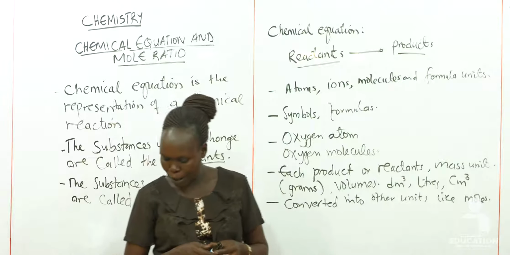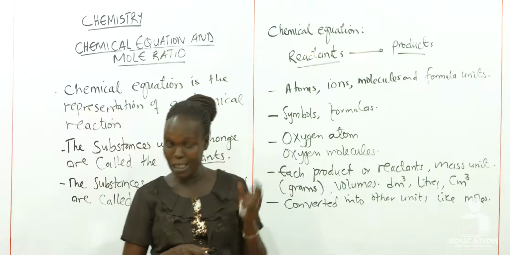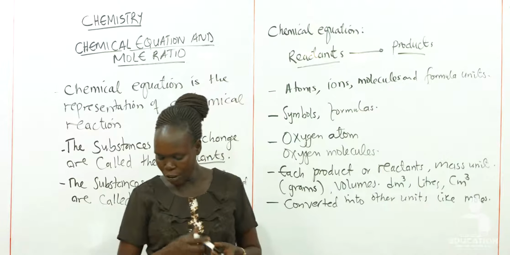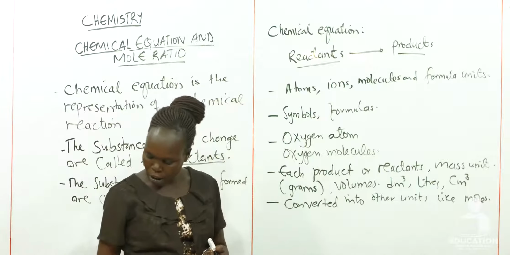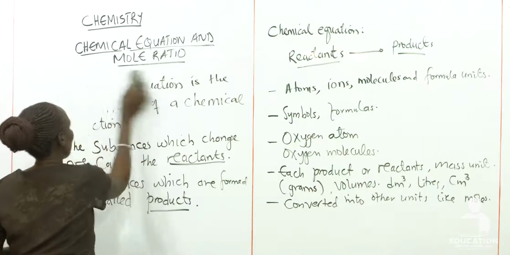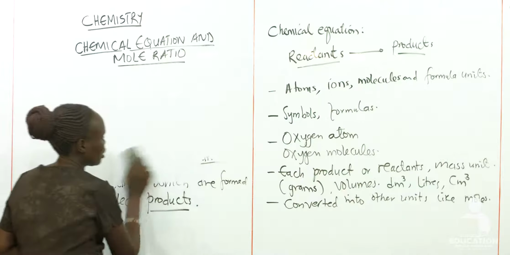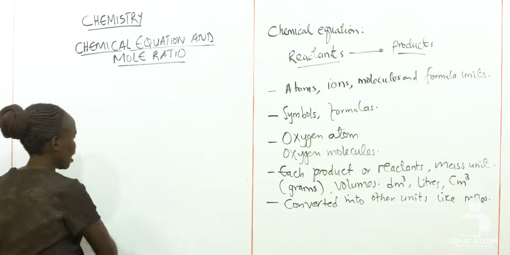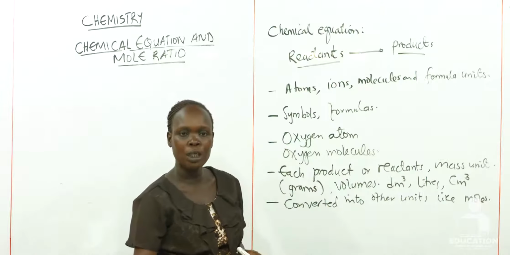So we are here, for example, we wish to represent a reaction between zinc and dilute sulfuric acid. So if we are given a chemical reaction between zinc and dilute sulfuric acid, then we need to have a chemical equation.